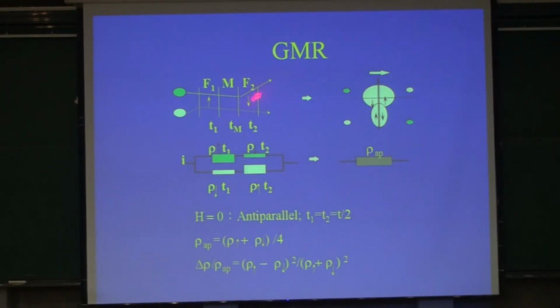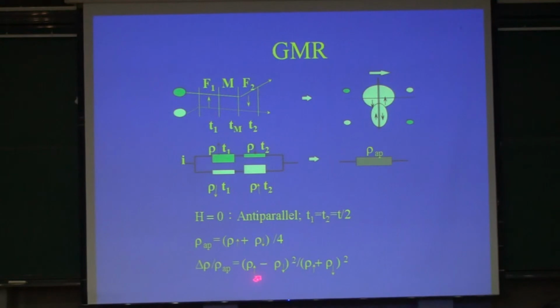However, in the antiferromagnetic arrangement, the up electron has less scattering in one layer but heavy scattering in the other. The down electron has heavy scattering and then less scattering. So you have a large resistor and a small resistor in series, and also a small resistor and a large resistor in series. Then you put these two circuits in parallel, and you get the effective resistance in the antiferromagnetic arrangement. The difference, the MR ratio, is always like this.